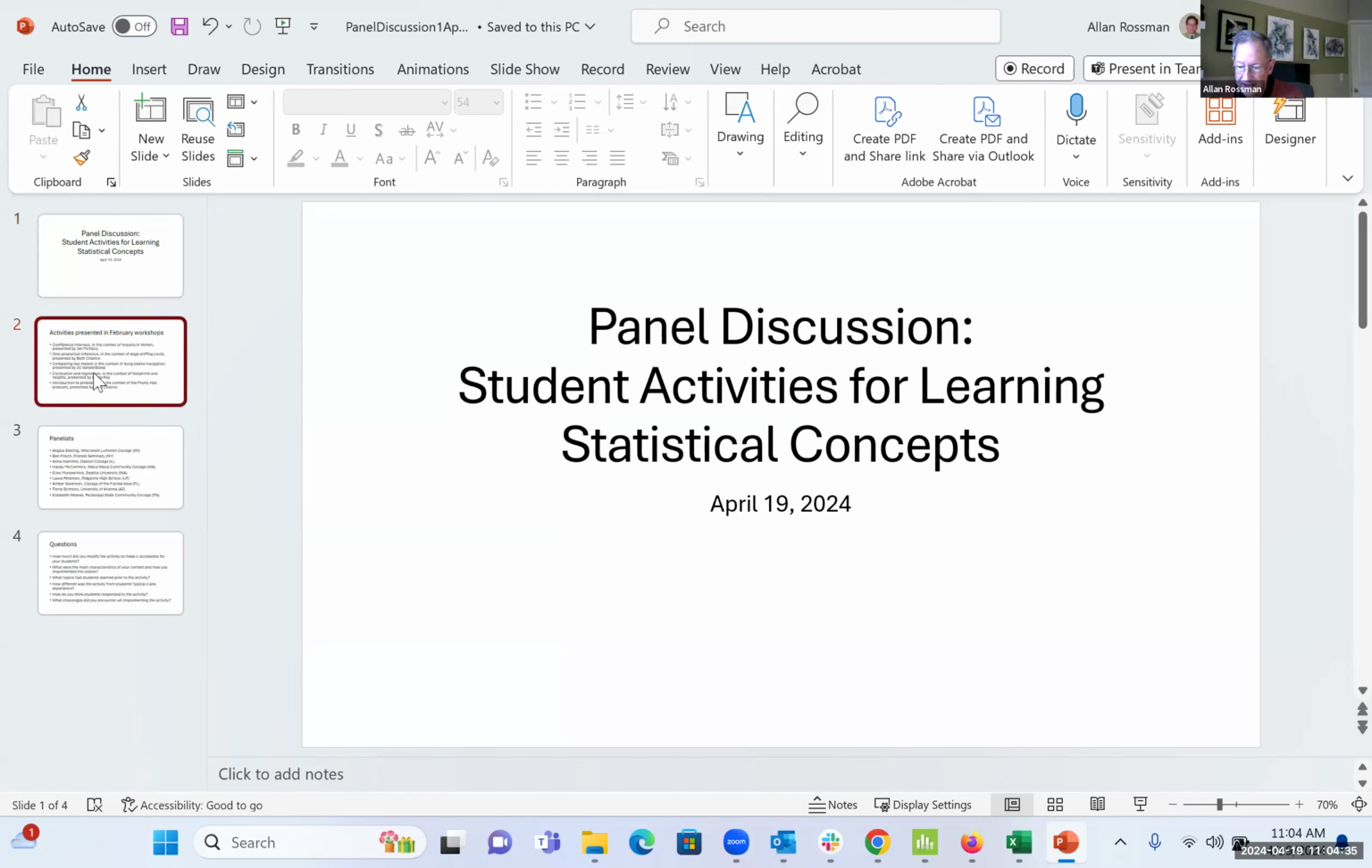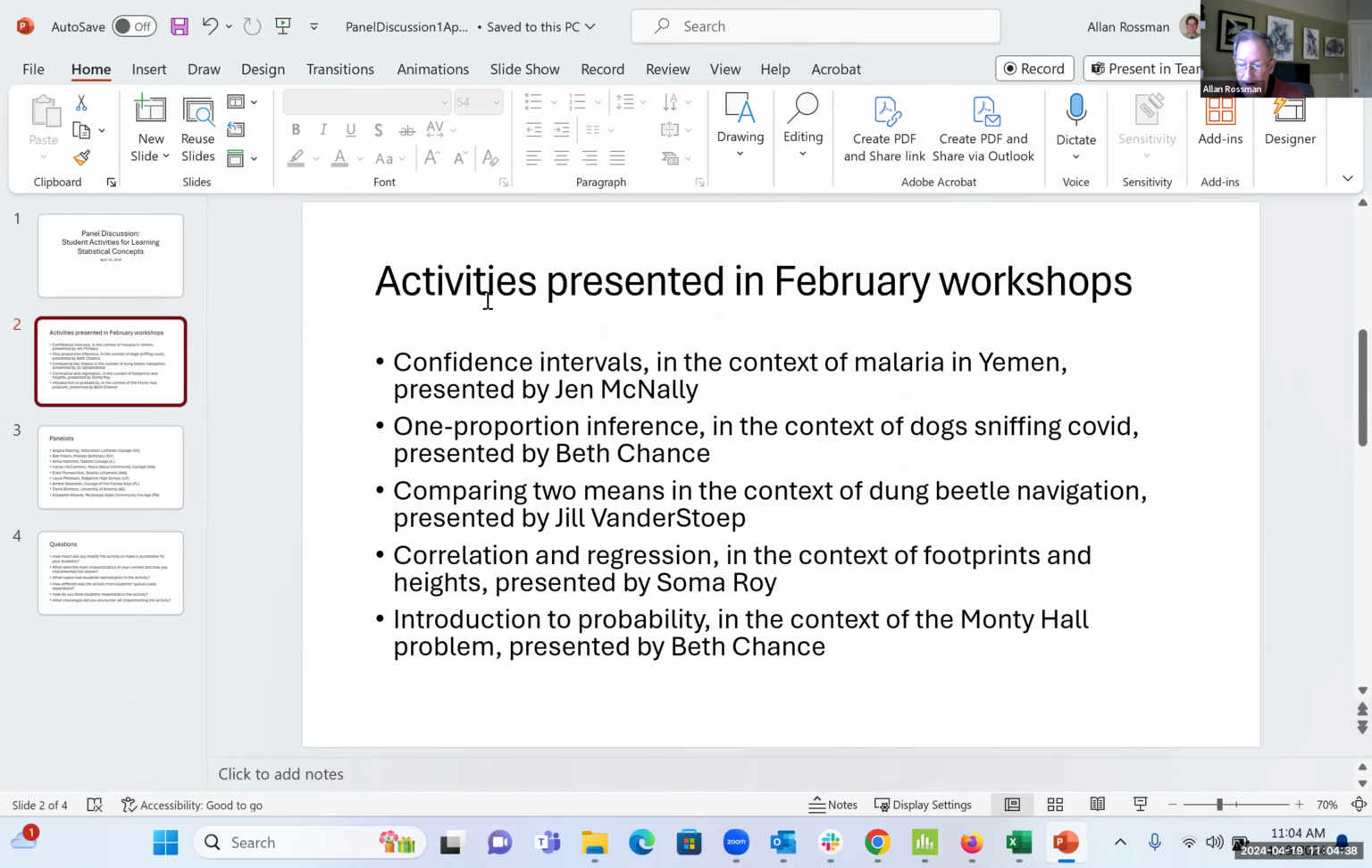So let me remind you, I hope you were here for the earlier workshops, but in case not, or in case you want a reminder, these were the workshops that were presented in February and early March. Jen McNally presented an introduction to confidence intervals. Beth Chance, an introduction to one proportion inference. Jill Vanderstoep, an activity for comparing two means between two groups. Soma Roy, an introduction to correlation and regression. And then Beth did an activity introducing ideas of probability in the context of the Monty Hall problem.